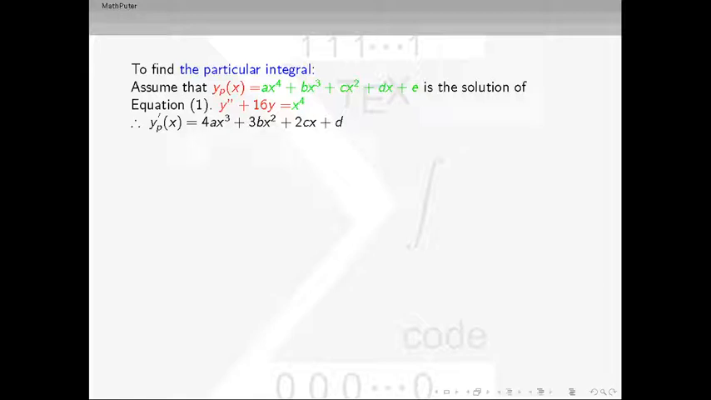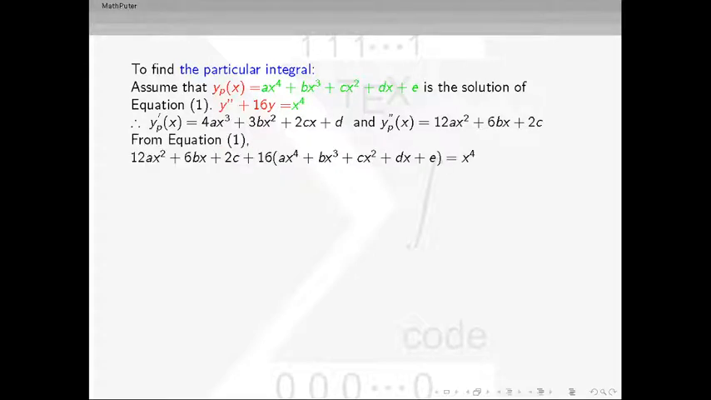Then the first derivative is this; I am not going to discuss the first derivative. This is the second derivative. Now we are assuming that this is the solution of this differential equation, so let us substitute the values of y double dash and y into this equation. What we have is yp double dash, which is 12x square plus 6bx plus 2c, plus 16 into y, where y is x raised to 4 plus bx cube plus cx square plus dx plus e, is equal to x raised to 4.